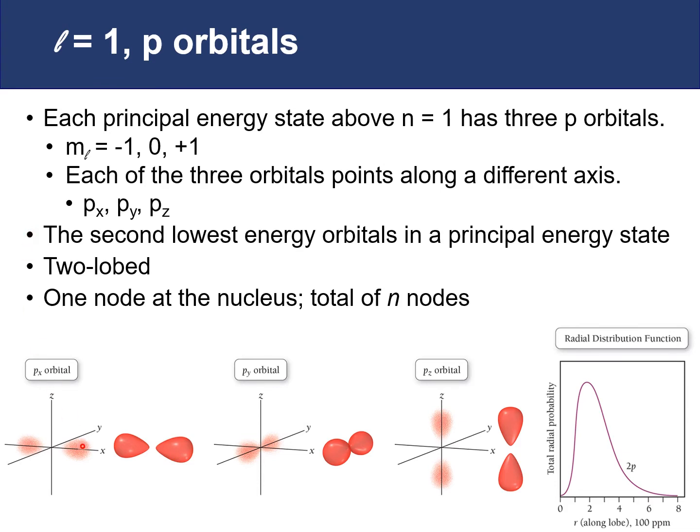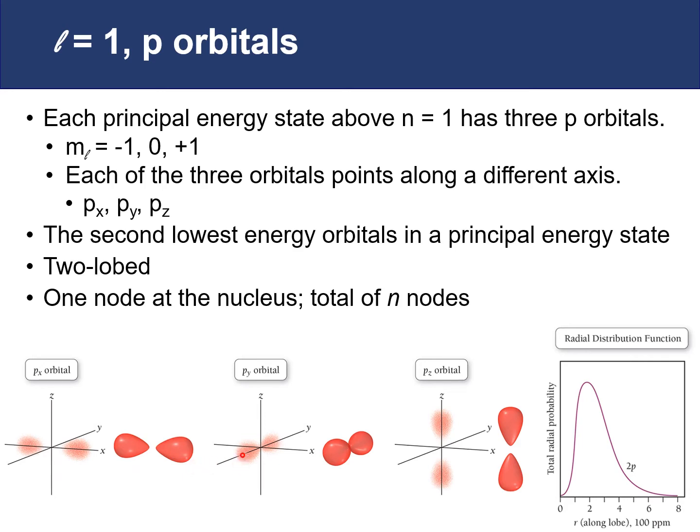The shape of these is sort of a dumbbell shape, where you have 2 large lobes, and in between them you have a node. The node is where the nucleus is, and it is planar in nature, meaning that if we're looking at the px orbital, there is a plane, the yz plane, that cuts through the orbital, and along that entire plane the probability of finding an electron in the px orbital is 0. The electron cannot be located anywhere along our yz plane.